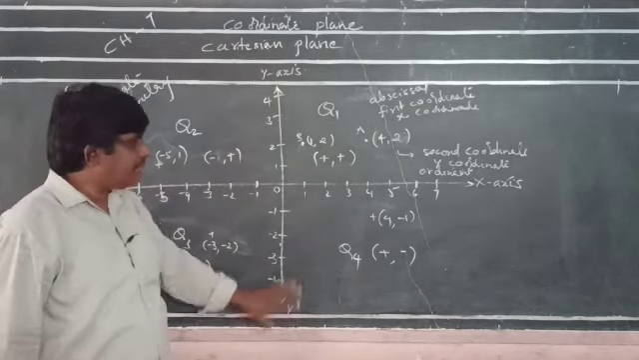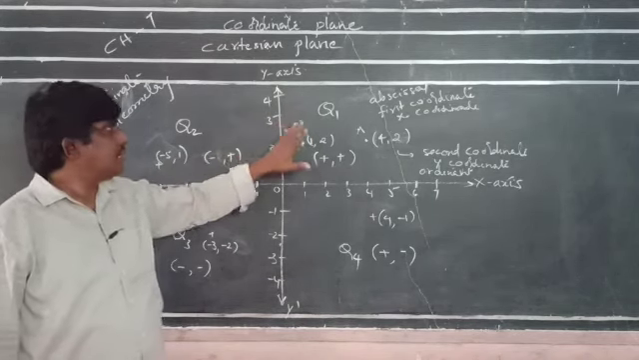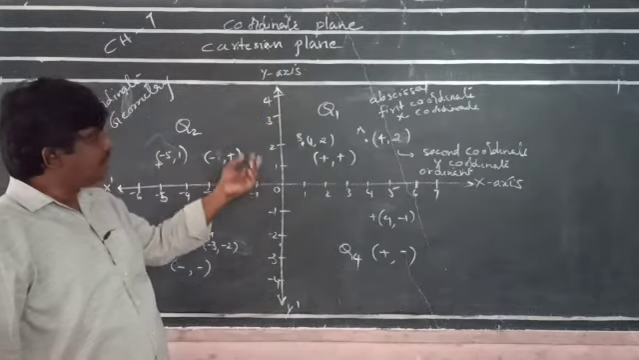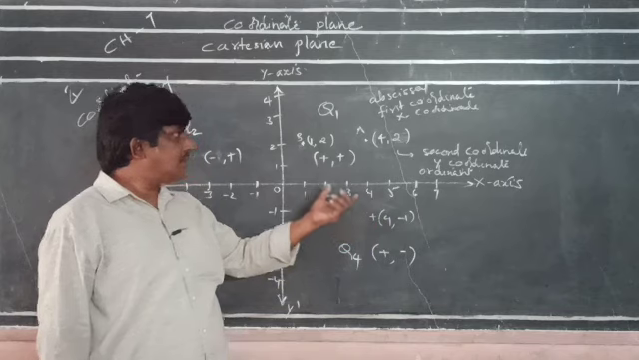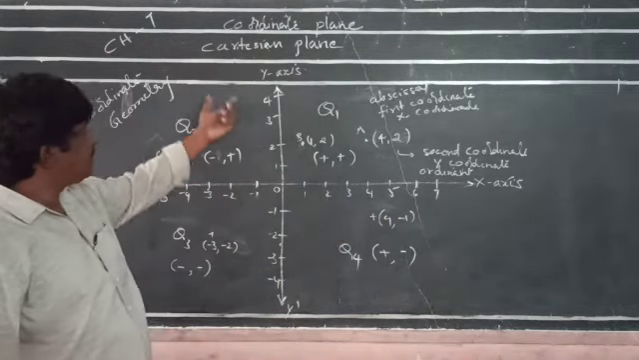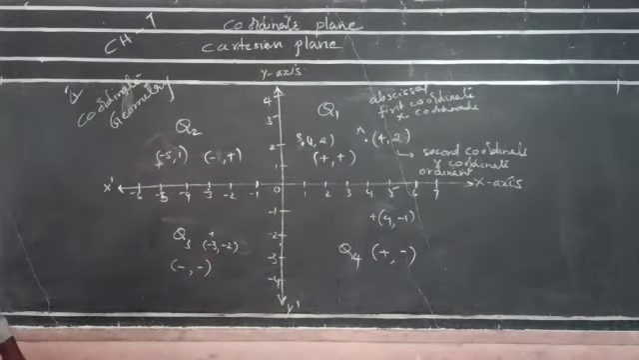This was given by Rene Descartes using the Cartesian concept. What did Cartesian give? The concept of the ordered pair. Therefore, by the name of Cartesian only, it was given the name Cartesian plane.